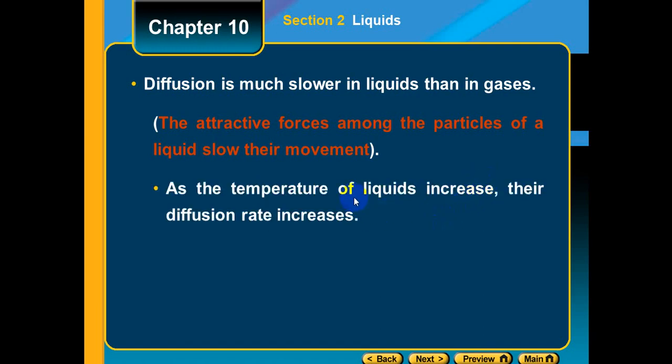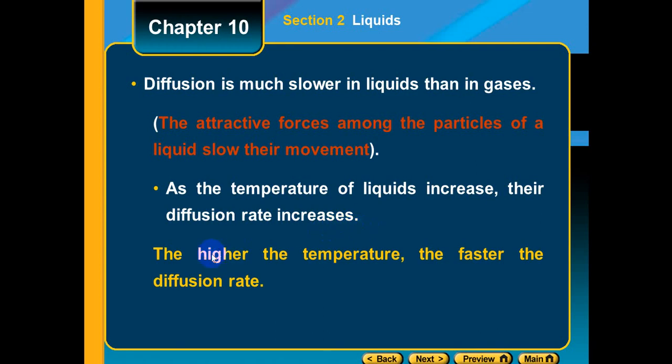What are the factors that affect the diffusion rate of liquids? Here is the temperature. As the temperature of liquids increases, their diffusion rate increases. They can dissolve faster. The higher the temperature, the faster the diffusion rate.